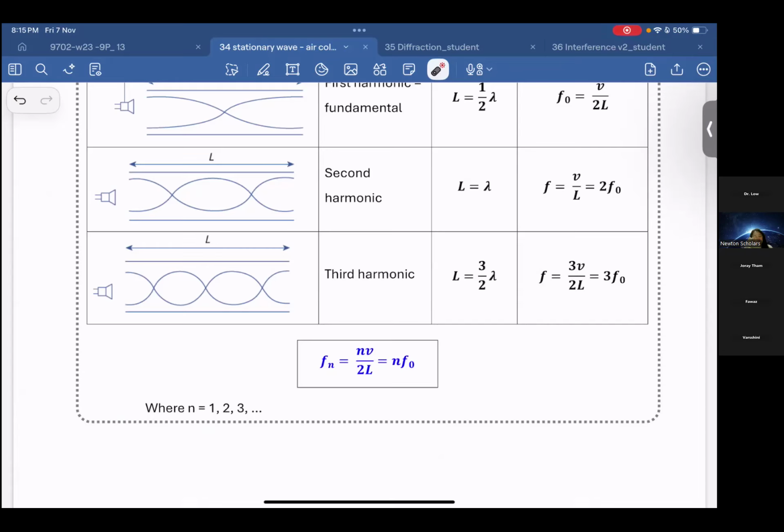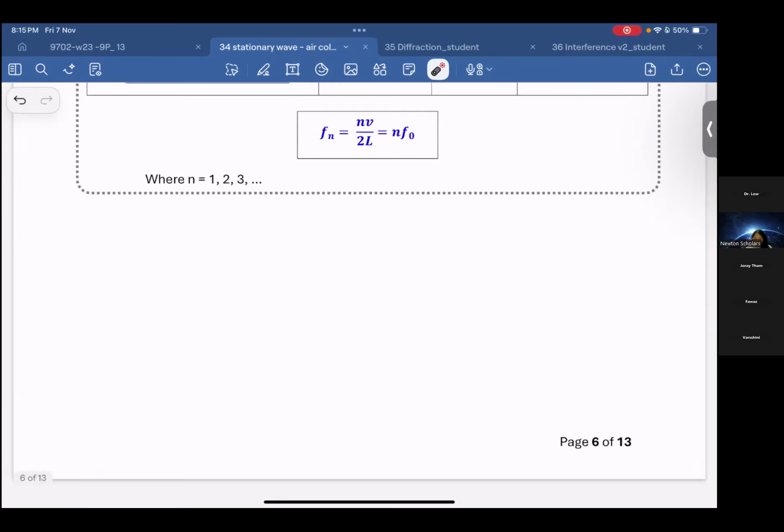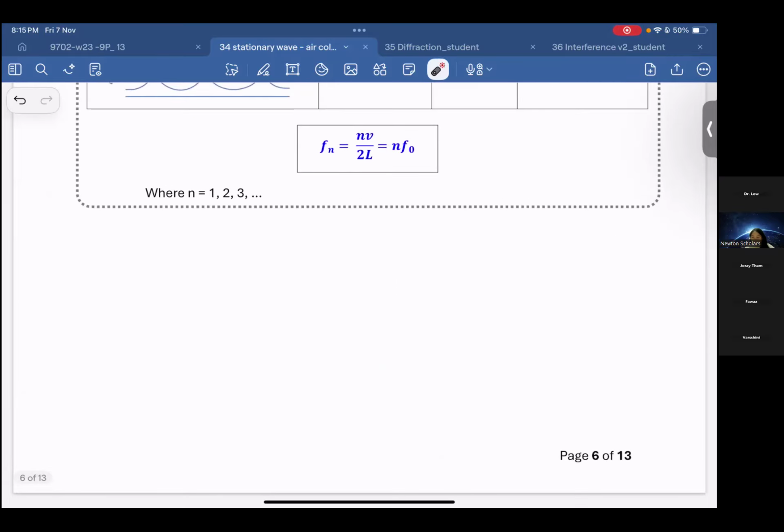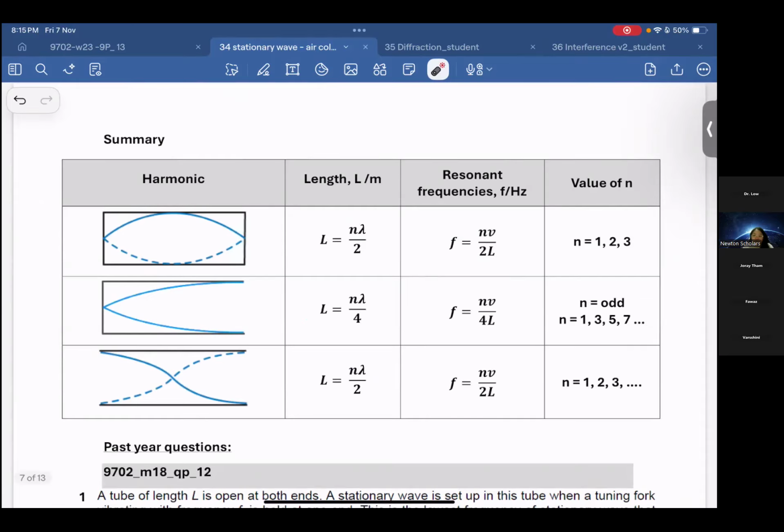Only just now the special case for one end open, one end closed, only odd harmonics can appear. For both ends open and both ends closed, they can both use nF0, where n starts from 1, 2, 3, 4. Okay, so we go to page number 7.